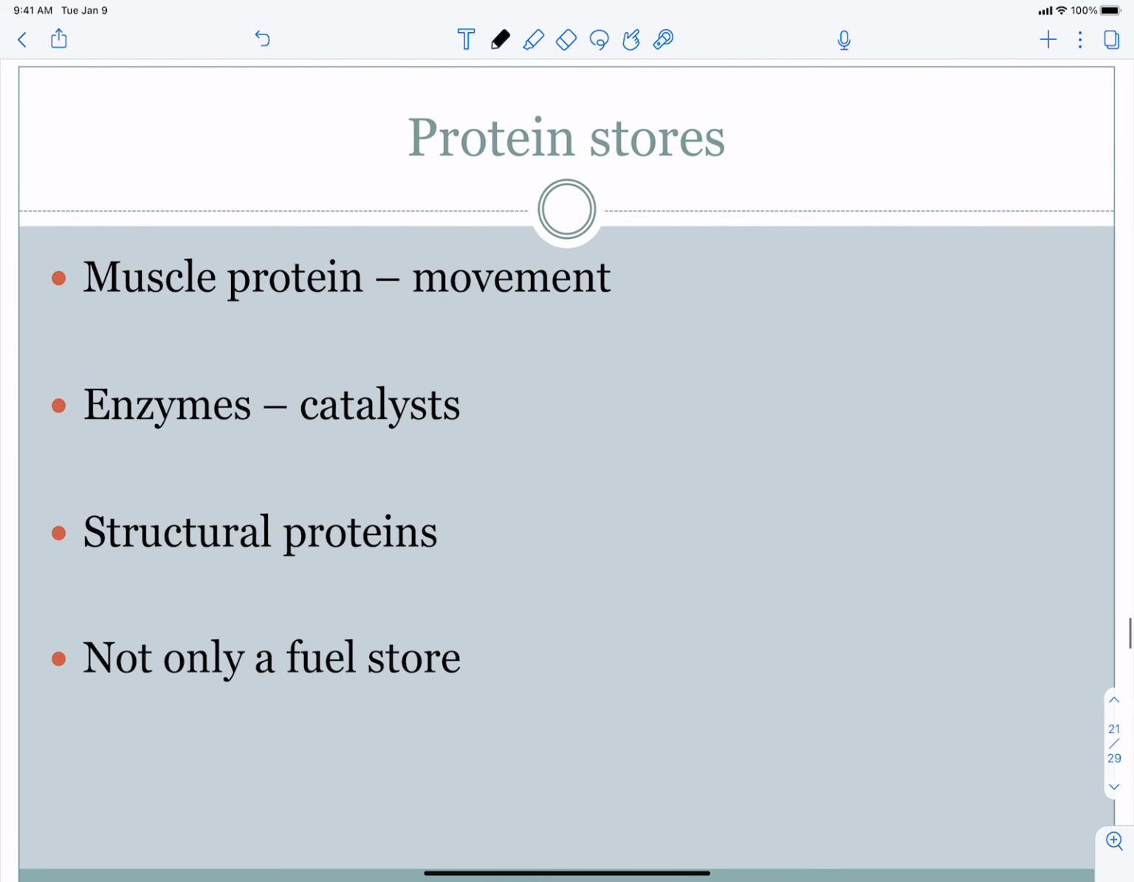Now, proteins are going to be used for muscles, for movement. They are also our enzymes, so they're going to catalyze all of our reactions. Proteins also form structures. They're going to form receptors, and they can be fuel sources.